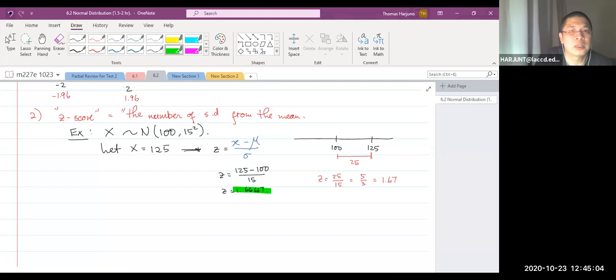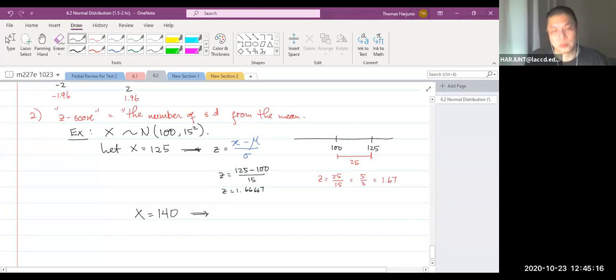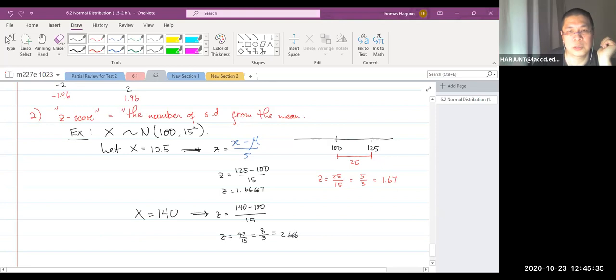Using the same idea, what if somebody's IQ score is actually 140? Is 140 considered higher than usual? Then look at the C-score: 140 minus the mean, divided by the standard deviation. That's 40 over 15, reduced by 5, that's 8 over 3, that's 2.66667. That's greater than 2, right? So consequently, an IQ score of 140 is unusually high.